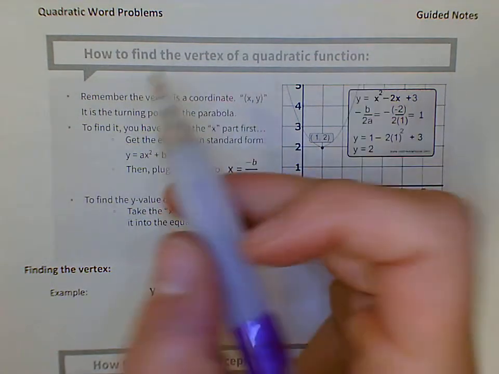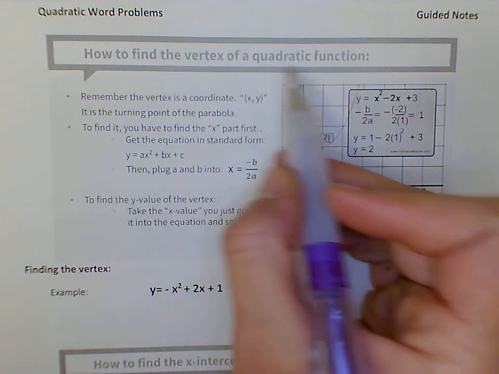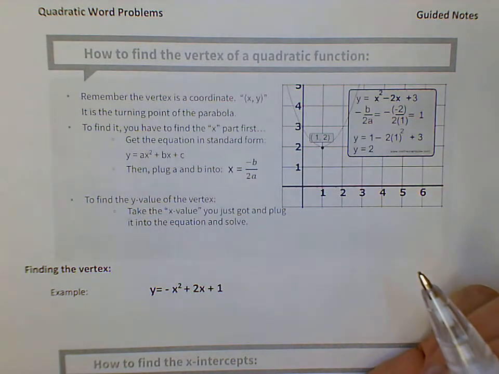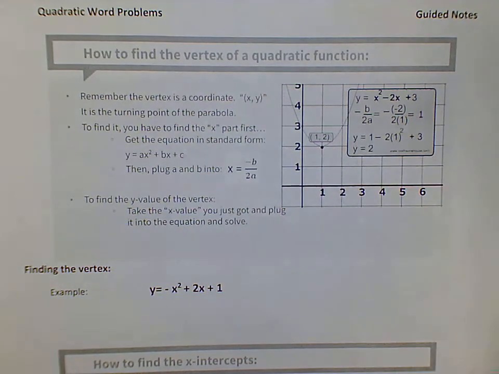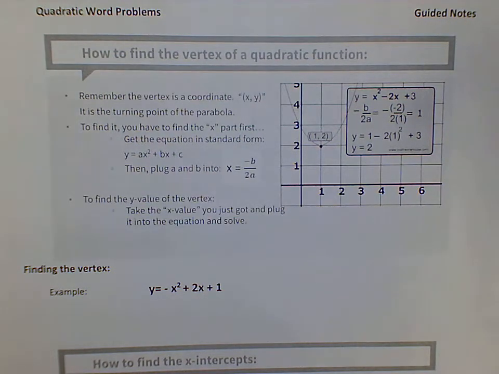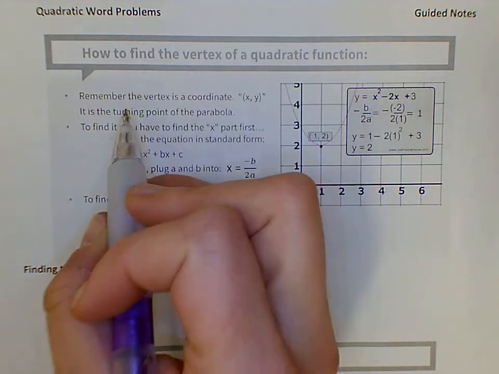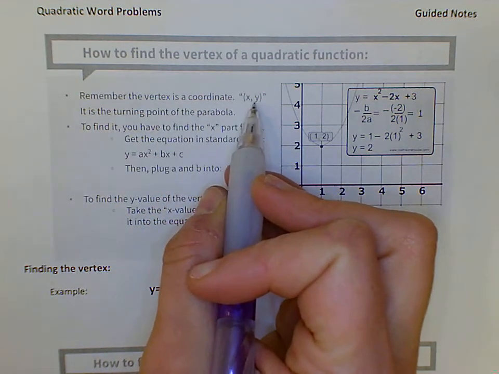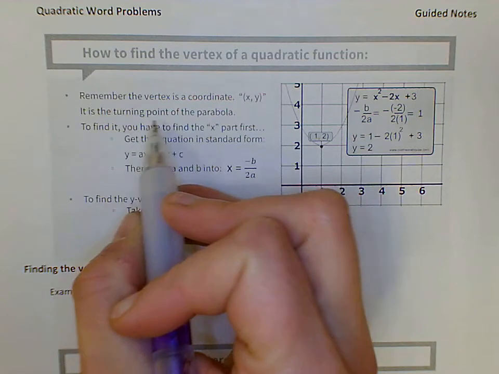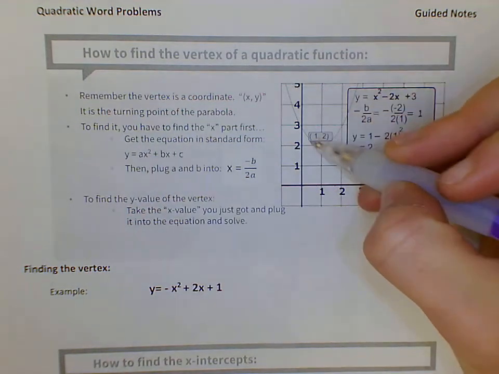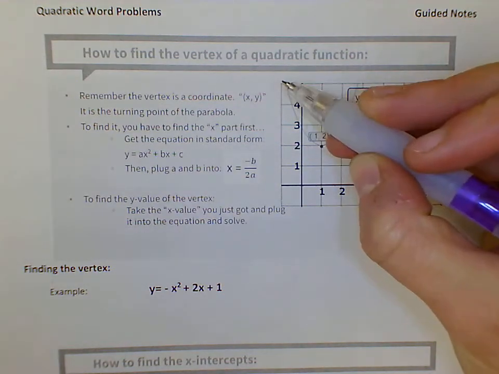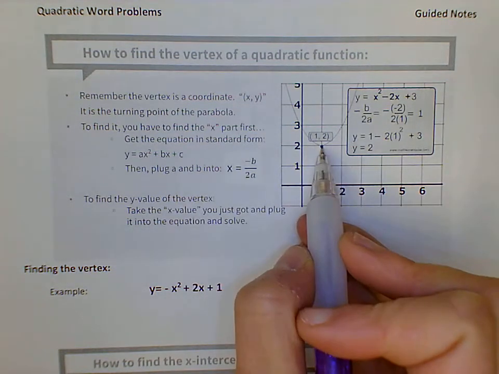We're going to start out by talking about how to find the vertex of a quadratic function. You're going to be given an equation, and they're going to ask you to find the vertex, or they might ask it in a different way, which we will get to later. If they ask you to find the vertex, first off, remember that the vertex is a coordinate, so it's going to have an x and a y value. It's also the turning point of your parabola. If you look at it graphed, it's that point where it switches directions on you. That's the coordinate that you're looking for.